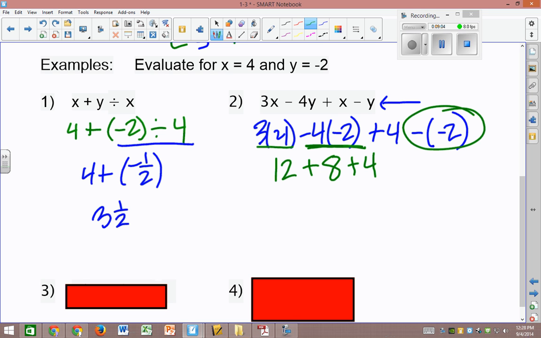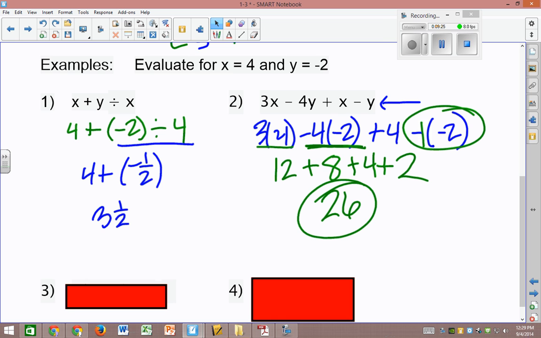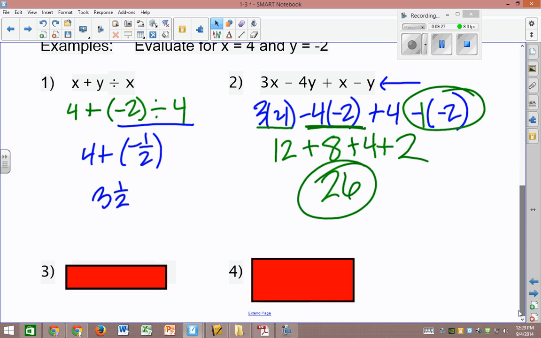What about this? 2 negatives. Or you could treat that like negative 1 times -2, which is +2. All right, now what? Just add them up because they're all addition, left to right. So 20 plus 8 is 28, or 26. I multiplied stuff. 26. Good.